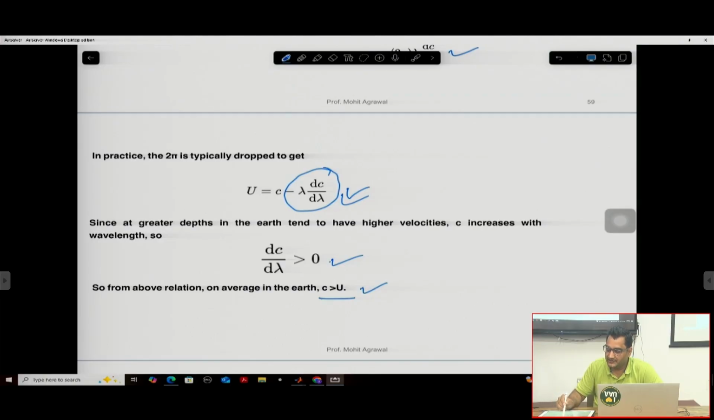There will be no change in the velocity with respect to the wavelength. That means dc by d lambda will become 0, and then you will finally get u is equal to c. That means the carrier wave velocity is equal to the envelope velocity, or the phase velocity is equal to the group velocity.